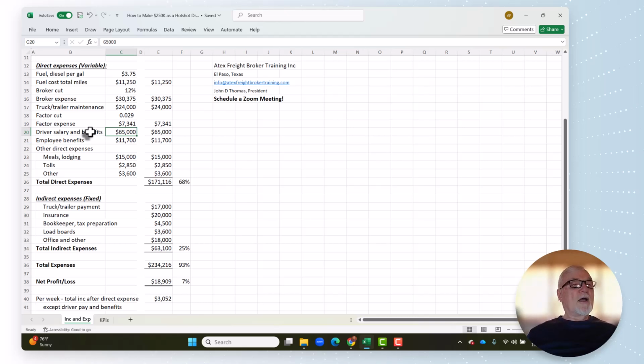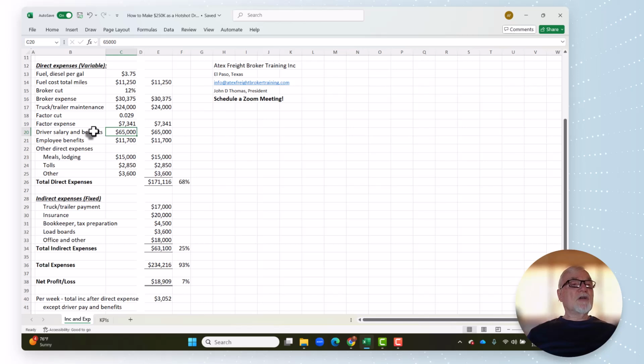If you're paying a driver by the mile, of course, that would be definitely a variable expense, because if you're not moving, you're not paying him. If you are moving, then you're paying by the mile. It could be a flat salary. It could be some type of a commission. You have to decide how you want to do that.